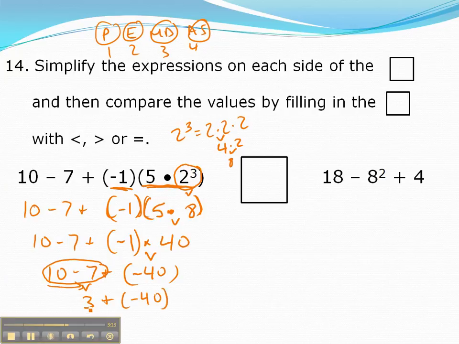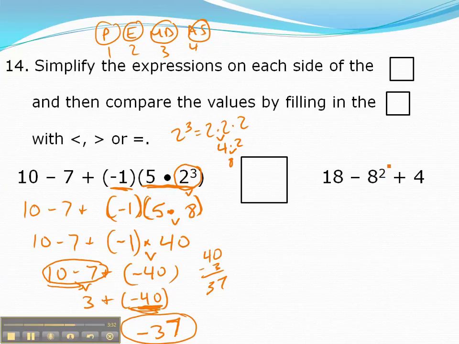Now we have an integer addition problem where the signs are different, so we find the difference. 40 minus 3 is 37, and the -40 is farther from 0, has a greater absolute value, so it will be -37. So there's that expression simplified down to -37.